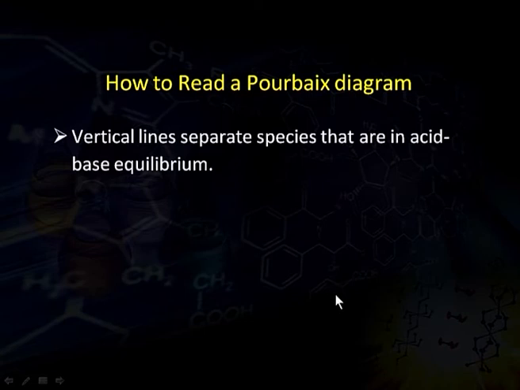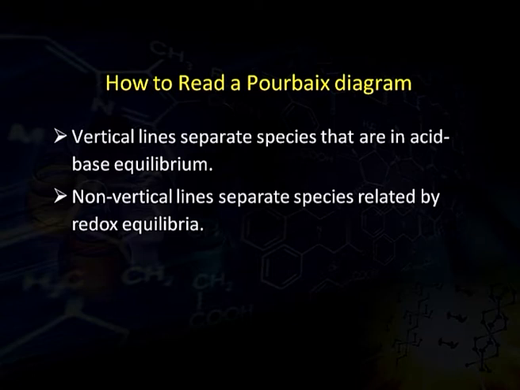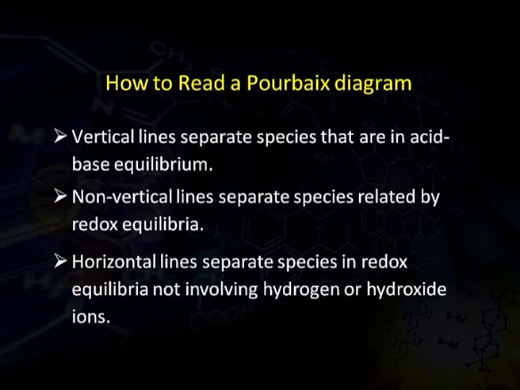The vertical lines separate species that are in acid-base equilibrium. The non-vertical lines separate species related with the redox equilibrium depending on the potential. The horizontal lines separate species in redox equilibrium which are not involving hydrogen or hydroxide ions. The diagonal boundaries separate the species in redox equilibria involving hydroxide or hydrogen ions. The dashed lines enclose the practical region for stability of water solvent to oxidation or reduction.